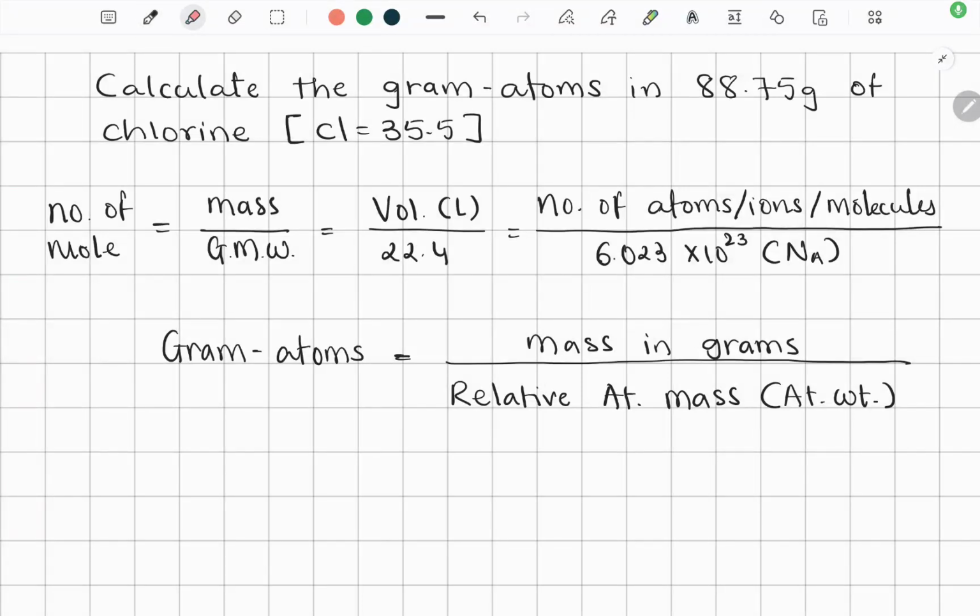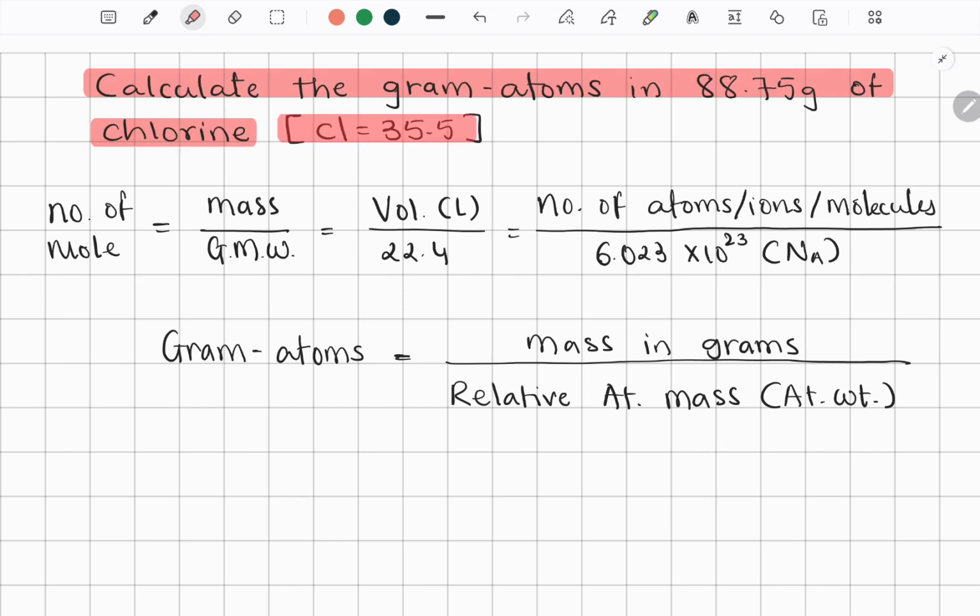Okay, so in this question, it's been asked to calculate the gram atoms in 88.75 gram of chlorine, and the relative atomic mass of chlorine is given, that is 35.5. Now let us understand what is asked. They are asking us to find the gram atoms in 88.75 gram of chlorine, and the relative atomic mass of chlorine is given, which is 35.5.